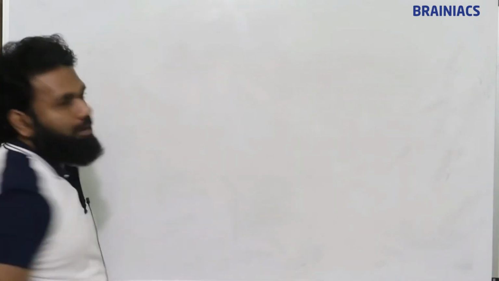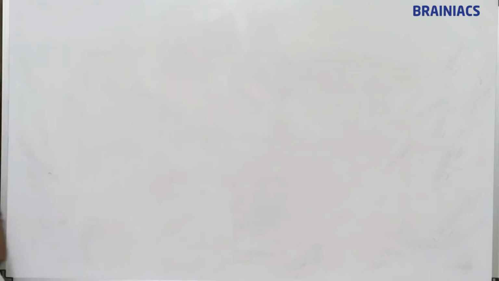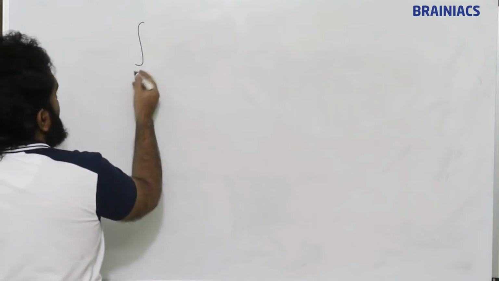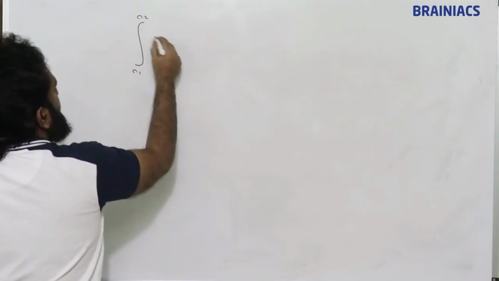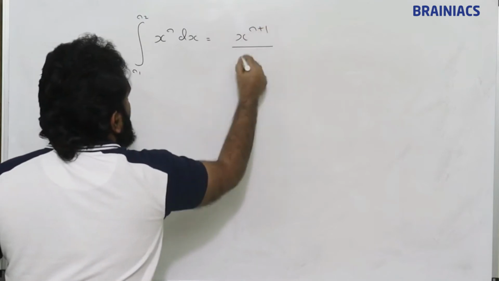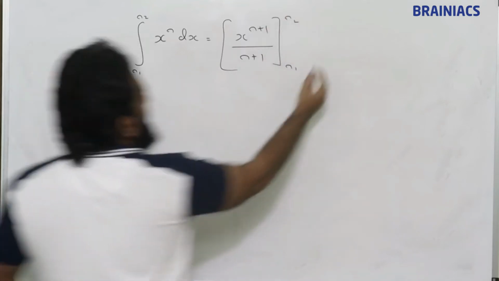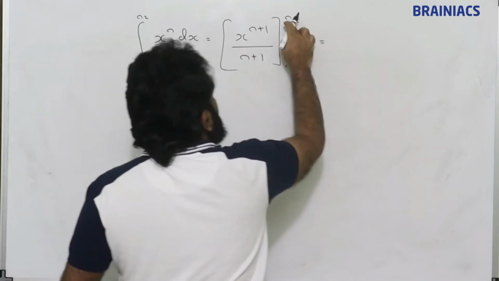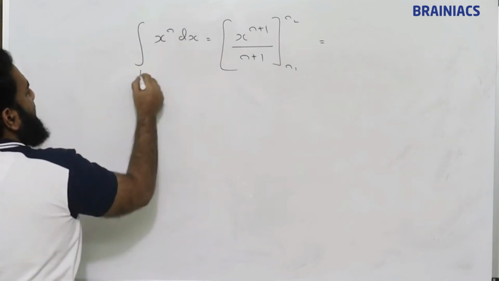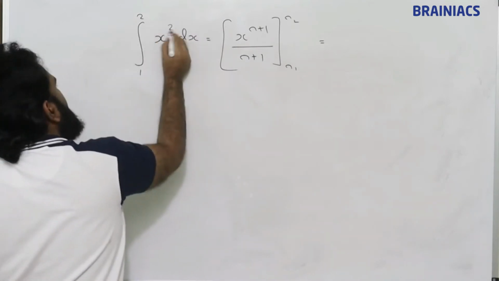Clear? Okay, understood. So shall we do some examples on definite integral also? Just by putting limits. Suppose integration from n1 to n2 of x raised to n dx is nothing but x raised to n plus 1 divided by n plus 1, from n1 to n2. So what we will be doing, we will be substituting for x. Better than taking n1 and n2, we will take some limit 1 to 2. And we will take the example itself, that will be better.